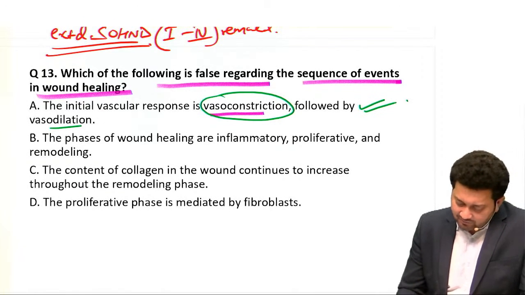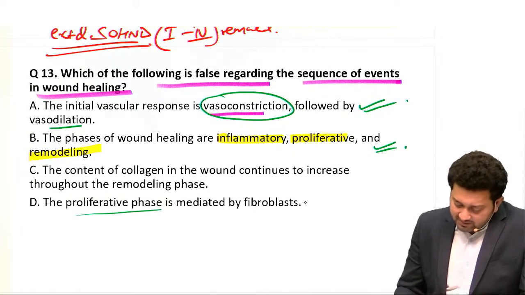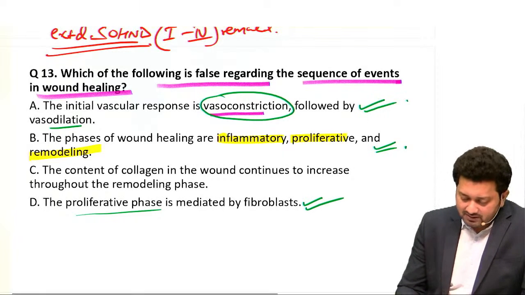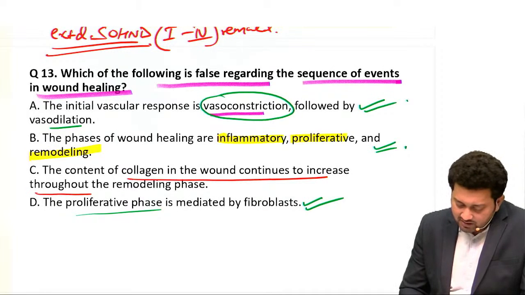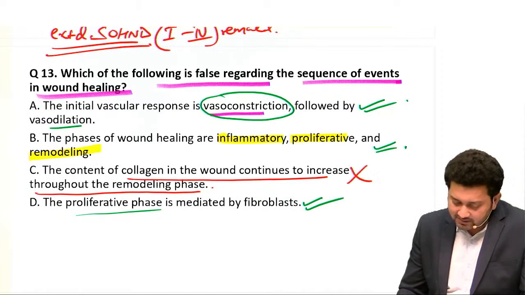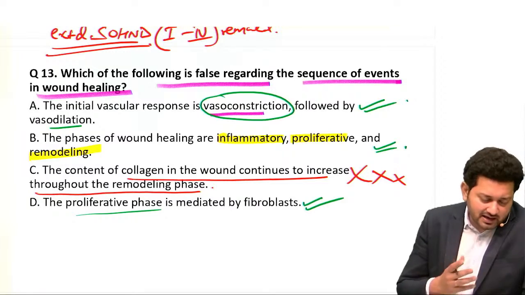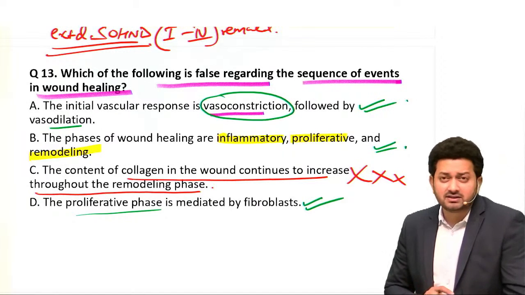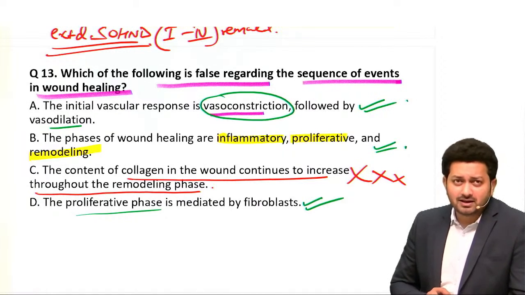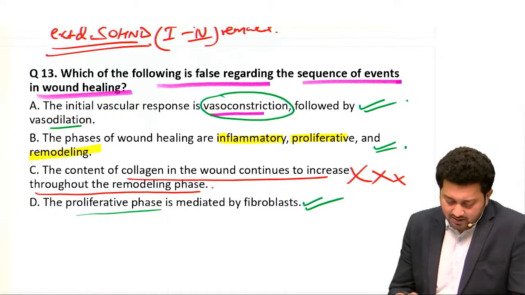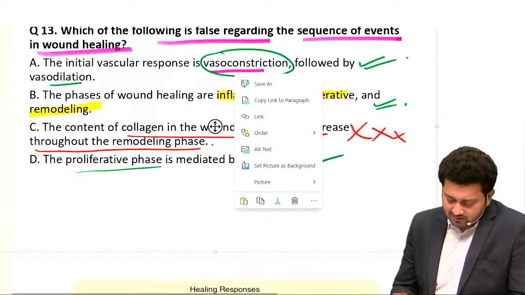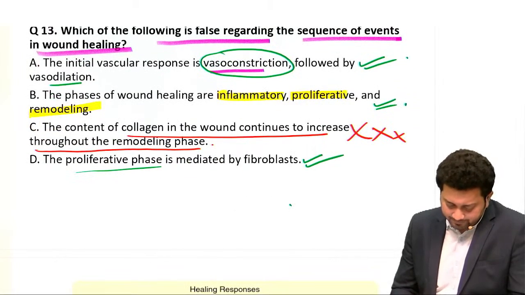The phases of wound healing: inflammatory phase, proliferative, and remodeling. Very much correct. The proliferative phase is mainly fibroblast, myofibroblast. This is correct. The content of collagen in the wound continues to increase throughout the remodeling phase. This is wrong. I can see most of you are telling the correct answer. So why were you saying at the beginning that the paper was tough and you got only 8 right or 7 right? Looks like you got most of the questions right.